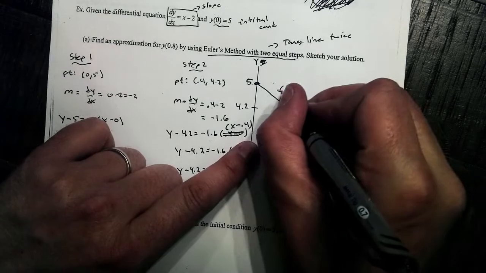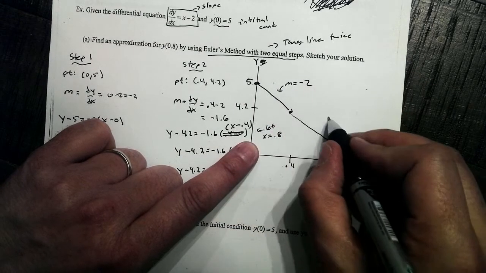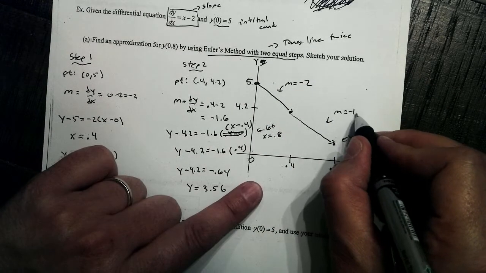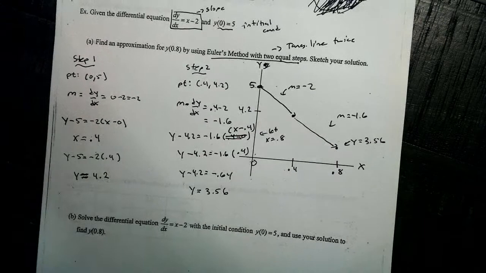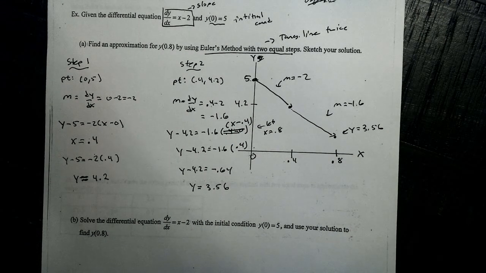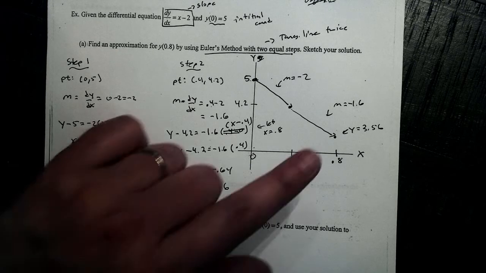Now notice on our first one, the slope is negative 2. Here our slope is negative 1.6. These are two different lines right there. And then we can even ask ourselves, well, is this going to be an overestimate or an underestimate?